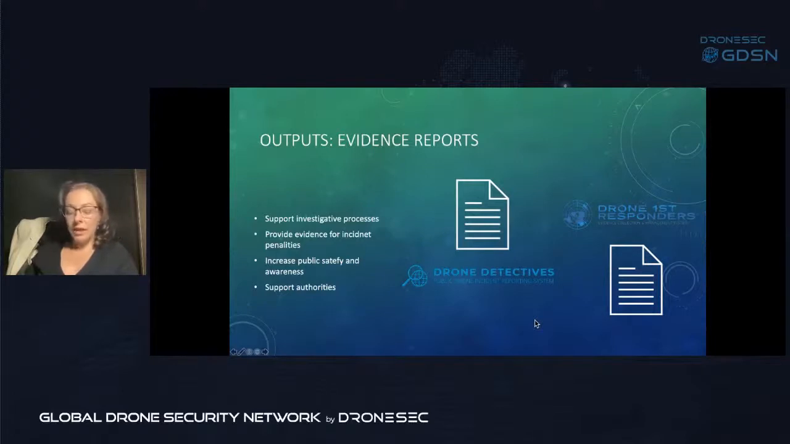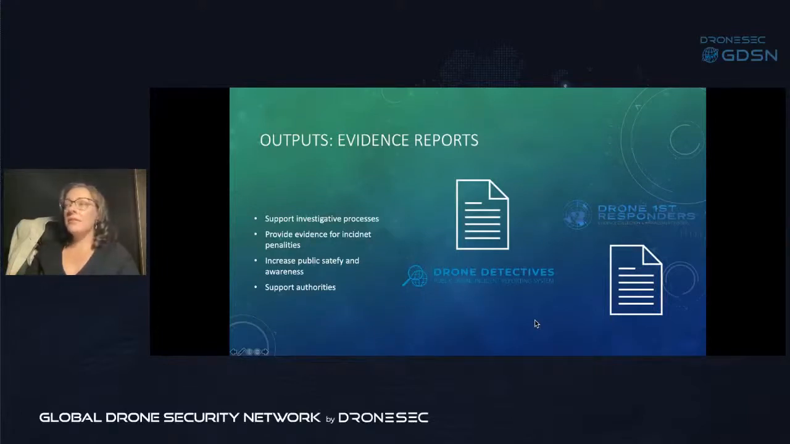They can use it to either take it further for prosecutions. They can use it for evidence in some sort of penalties, fines, jail time, court cases, however you need. But the main point is each of them can be used together or separately as some sort of support for the investigative process. And these help public safety and awareness of what's going on, I guess. And in the end, it really does support the overall authorities with these outputs here.